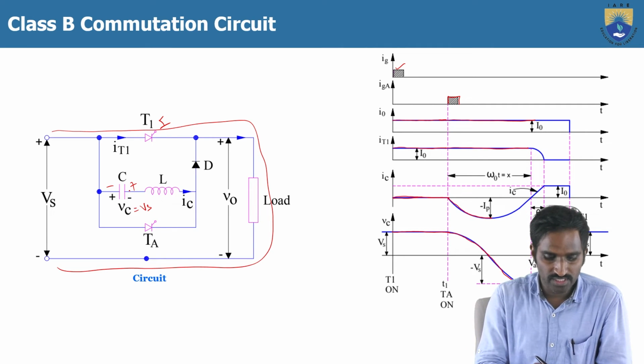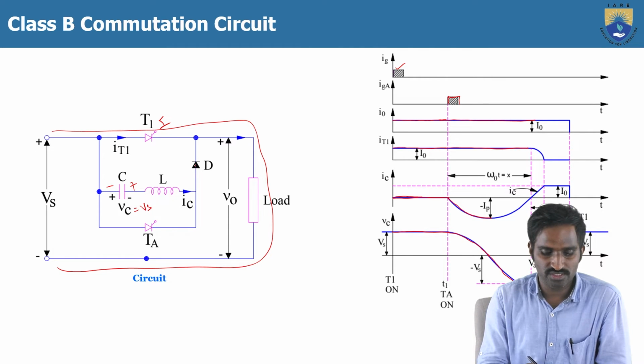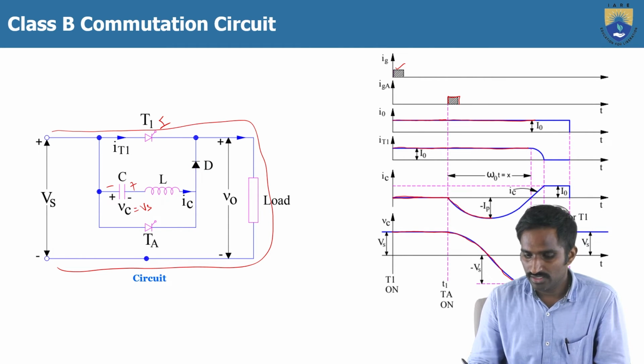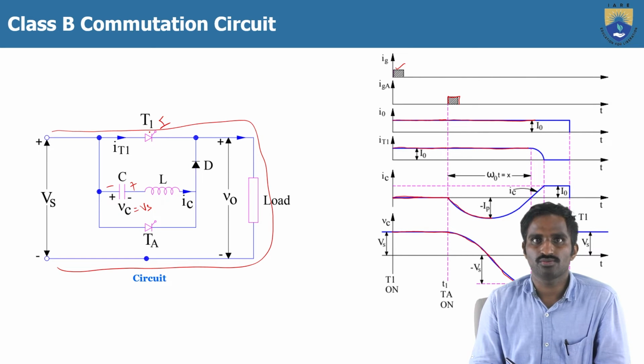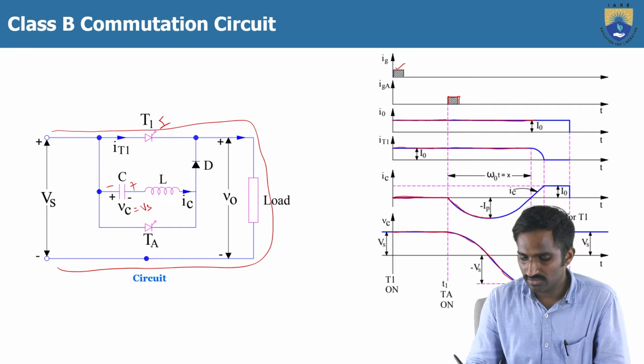When the thyristor TA is turned off, because the terminals have been changed, the diode will get into conduction. Then immediately there is a reverse biased voltage applied across T1 also. Then the thyristor T1 will also turn off at an instant of time T3.